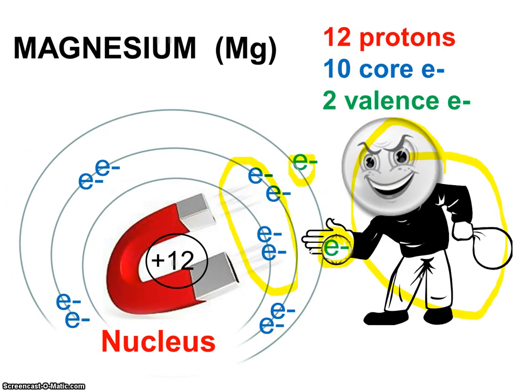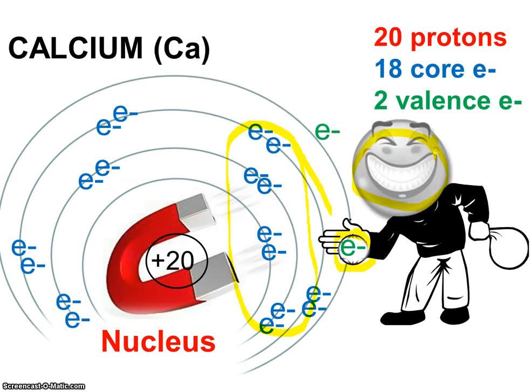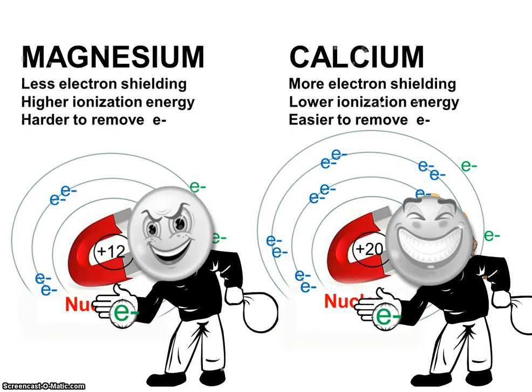So again, with the magnesium, he needs to use some of his strength. This thief needs to use very little strength, meaning low energy needs to be used to remove the outer shell electrons. So in comparison, magnesium has less electron shielding, and we know this because it has fewer energy levels. Therefore, it's going to have a higher ionization energy because the outer shell electrons are not protected from the nucleus.